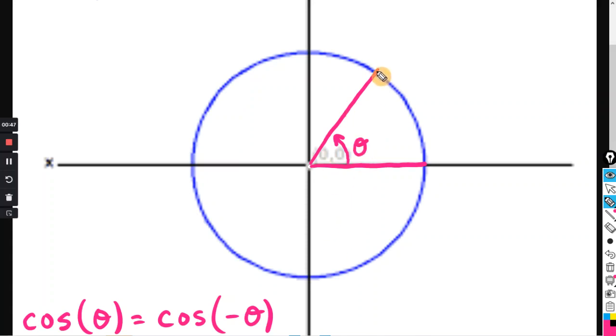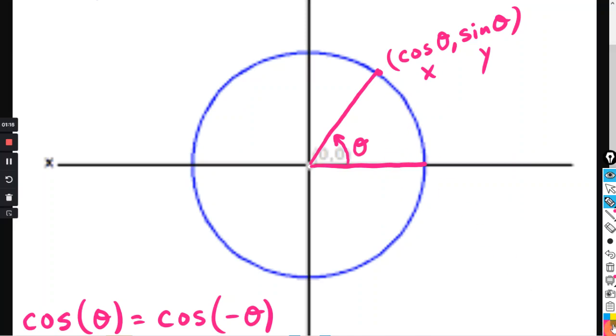Now the coordinates for this point are the cosine of the angle theta and the sine of the angle theta. So we know that the x-coordinate is the cosine of theta and the y-coordinate is the sine of theta. All right. Theta, of course, is just a Greek letter representing the angle measurement.